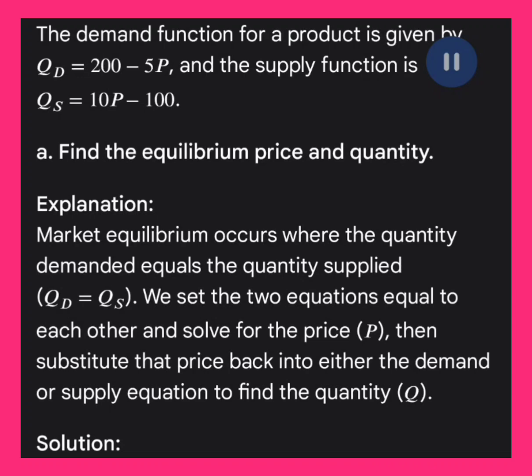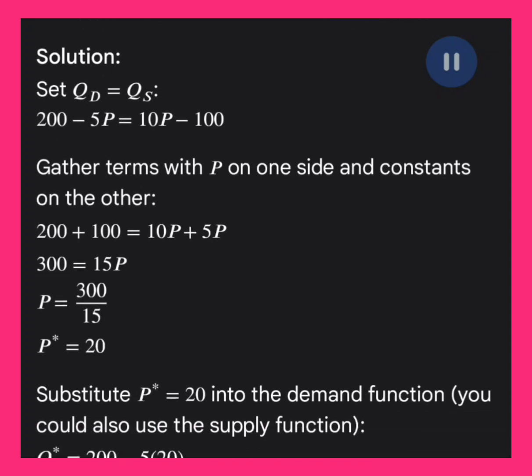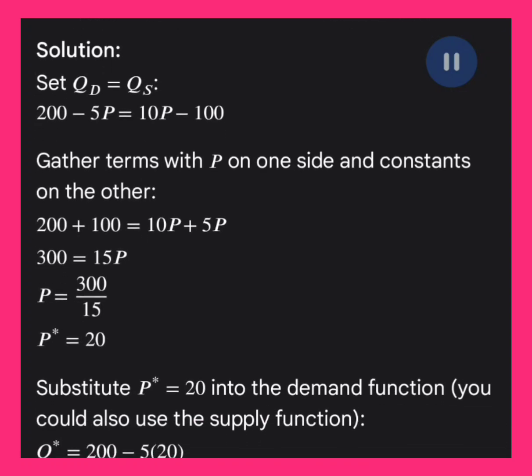Solution: set Q_D equals Q_S, so 200 minus 5P equals 10P minus 100. Gather terms with P on one side and constants on the other. 200 plus 100 equals 10P plus 5P. 300 equals 15P. P equals 300/15. P* equals 20.